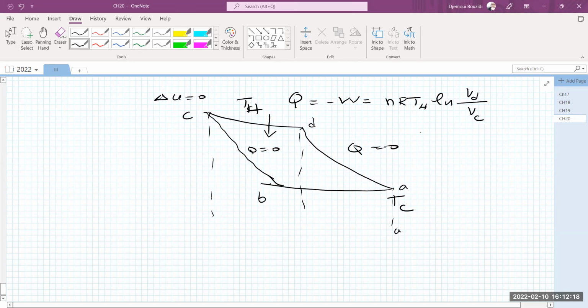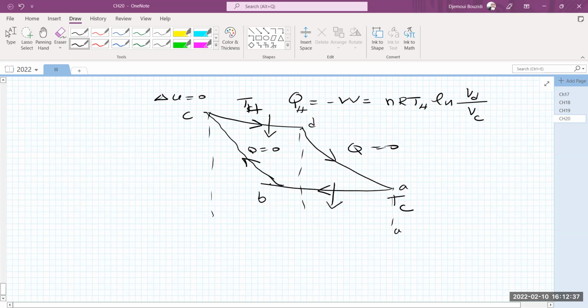And we found it a long time ago. This Q is going to be a positive value because V_D is clearly greater than V_C when I go this way. This is what the engine is. Because this ratio is more than 1, therefore this whole value is positive. So this is your Q_H.